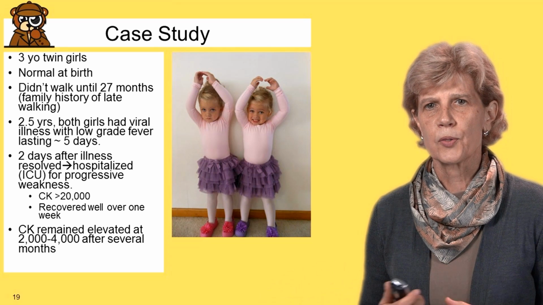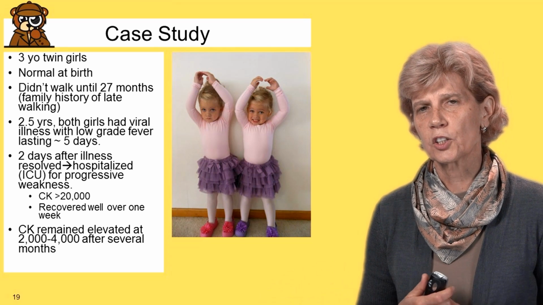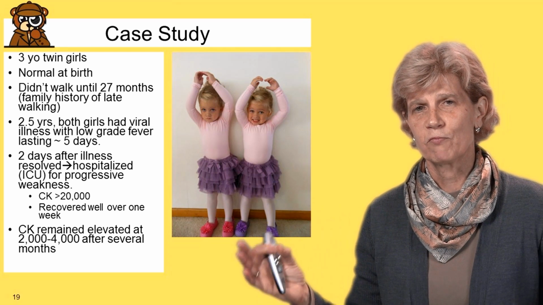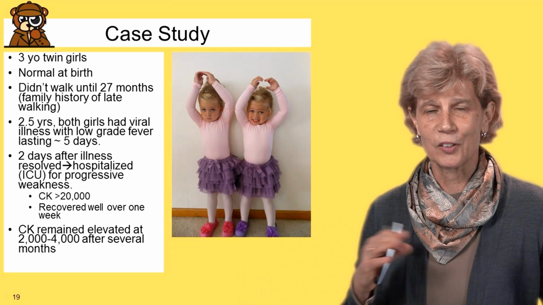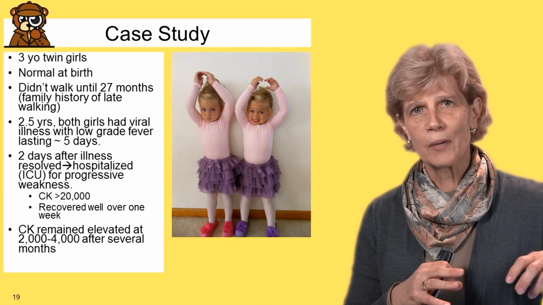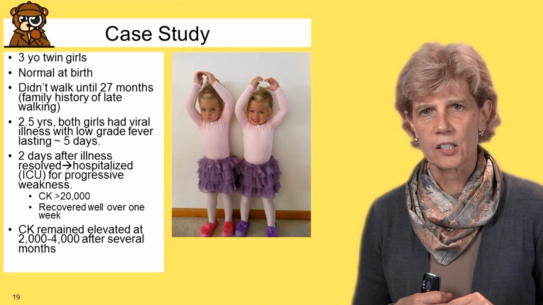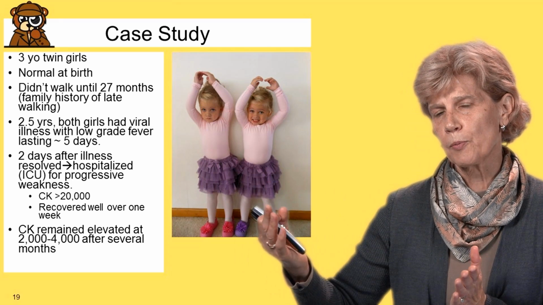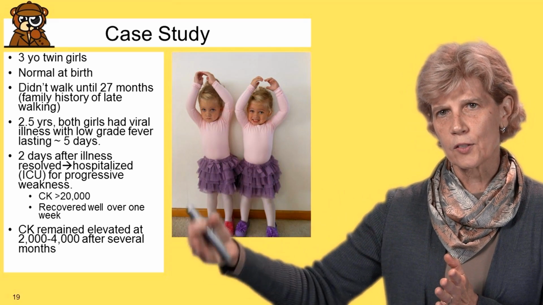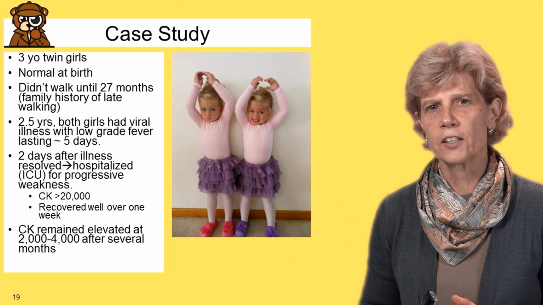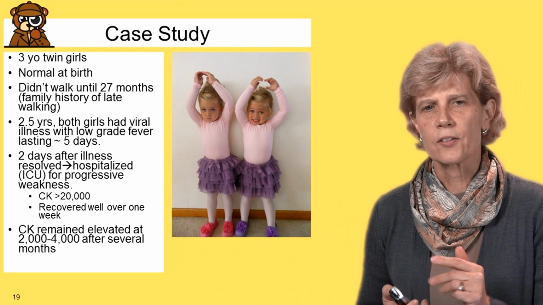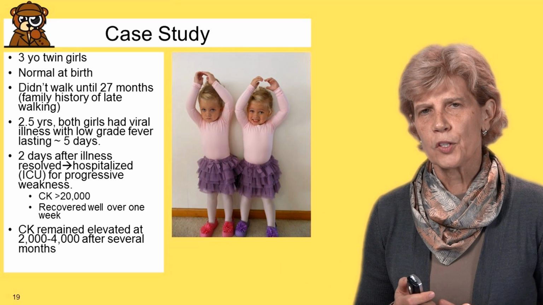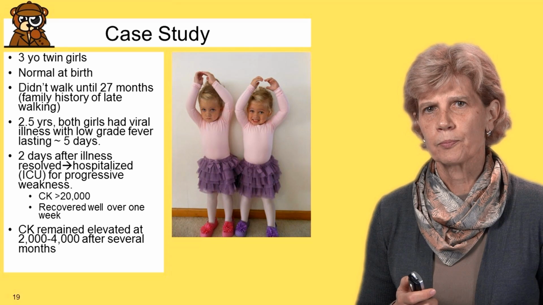So the diagnosis at that point was unclear, and the clinicians caring for them thought they might have a metabolic myopathy. If you remember the Venn diagram in the original mini-series, there are metabolic myopathies that can present similarly to this. In this case, however, as they checked, the girls were back to normal, but the CK, as they checked it 1 month and 2 months and 3 months later, remained quite elevated in the 2,000 to 4,000 range. So that suggested that this was in fact a muscular dystrophy and not a metabolic myopathy.